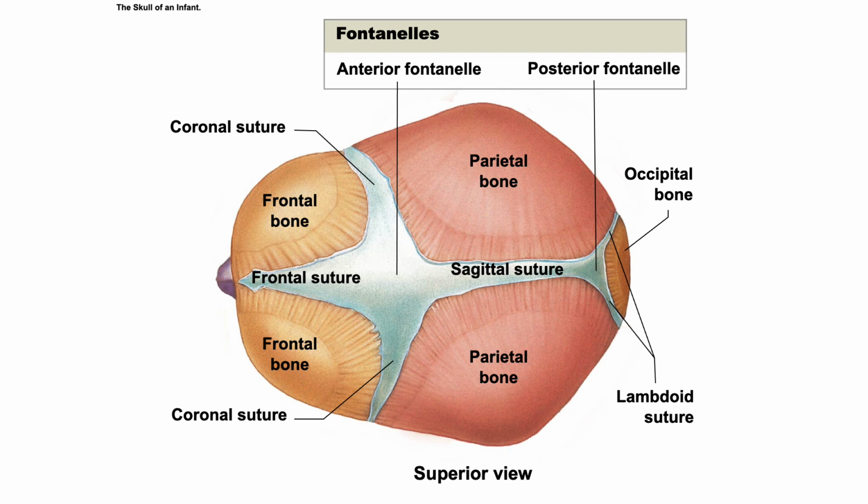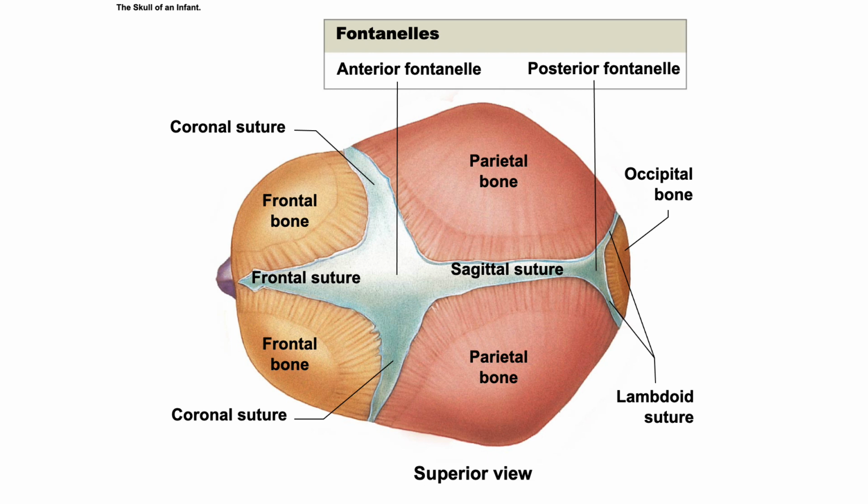Because of the size of the posterior fontanelle, it is going to close a lot quicker than the anterior fontanelle. So by the time a child is 2 to 3 years old or so, you might not be able to feel the posterior fontanelle, but the anterior fontanelle, you should still be able to feel a little bit more. And what is the importance of these fontanelles?